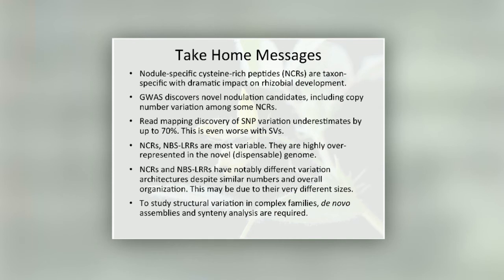So when we look at those genes, we find lots of genes and lots of transposons. The ones that seem most variable are the ones I've been talking about. NCRs and NBSLRs have notably different variant architecture. In the case of NBSLRs, they are overrepresented for rearrangements within the gene, whereas in the case of the NCRs, they're overrepresented for copy number variants.